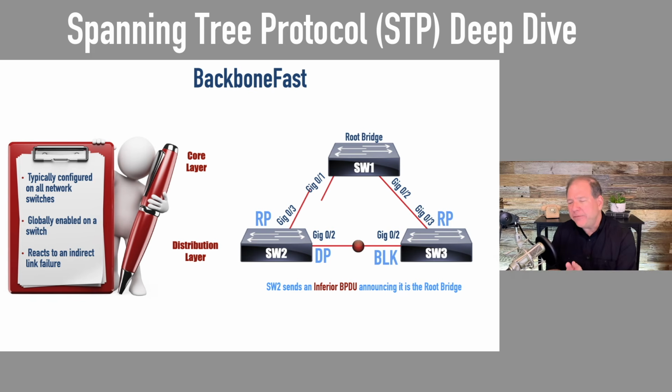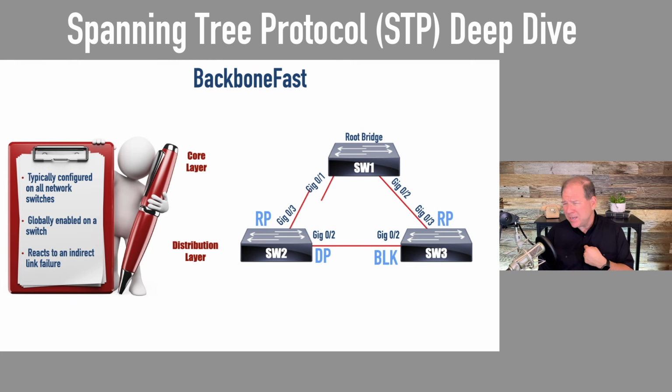I say it's inferior because switch 2's bid, its bridge ID, is higher. In other words, less attractive than switch 1's BPDU. But switch 2 is not thinking about that right now. It says, I lost connectivity with the root bridge. I'm going to take over. And it sends it to switch 3. And switch 3 says, what? Are you sure? I'll be right back.